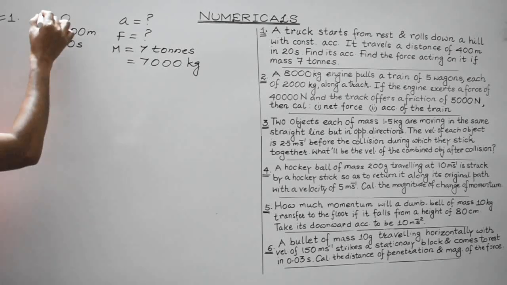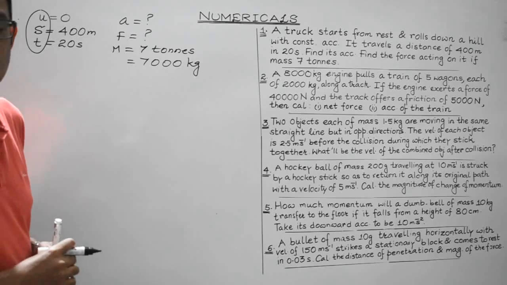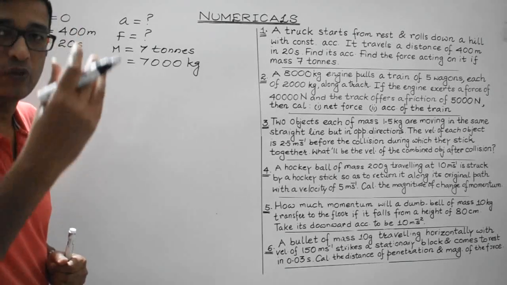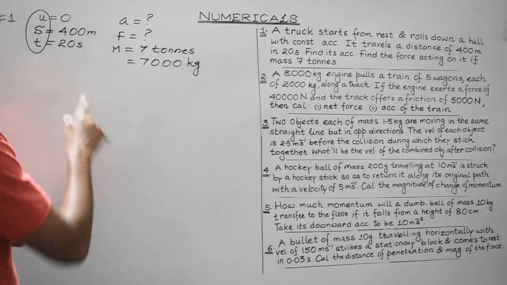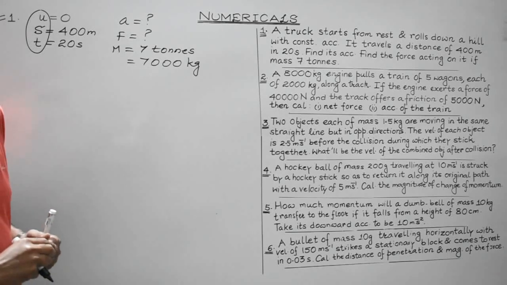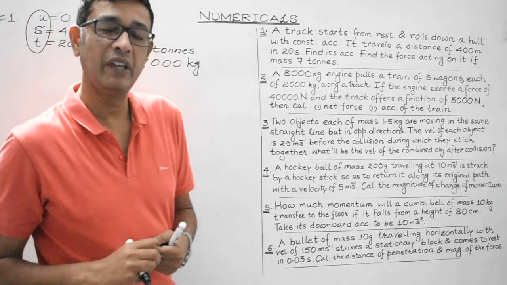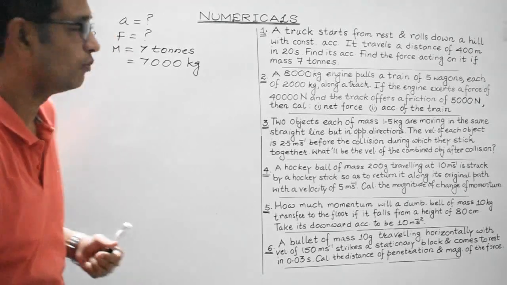Now look. It's a case of uniformly accelerated motion. So we have to make use of the 3 equations of motion. Out of those 3, we need to make use of any one. S is given, U is known to us, T is known to us, A is to be determined. So it's preferable for us to make use of displacement time relationship. That is the second equation of motion.